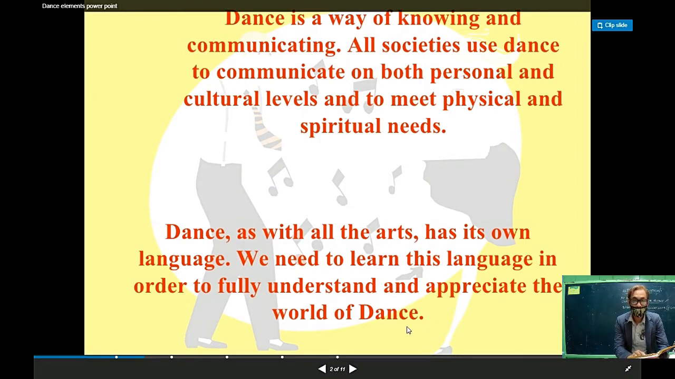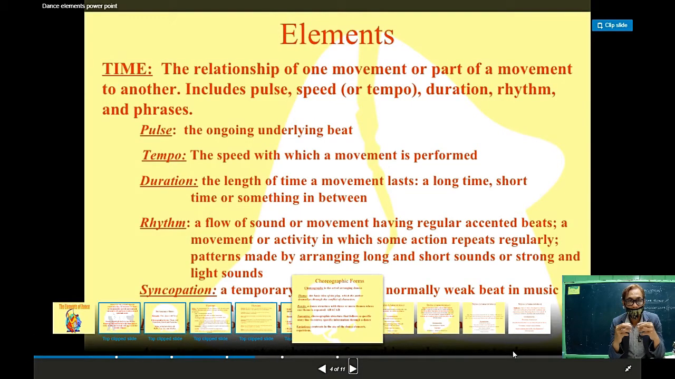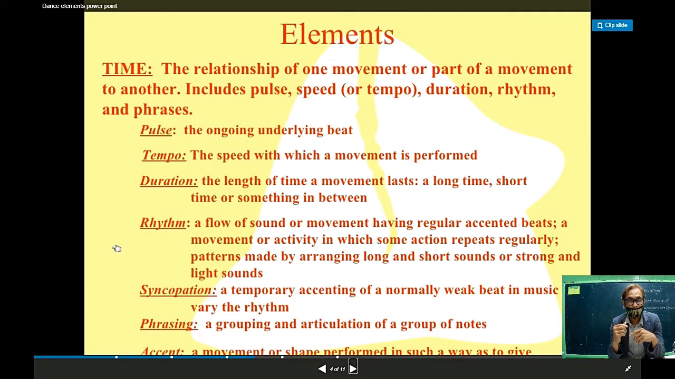Well, dance is a very ancient form of art. During the old days, people already danced. It is used in rituals and even in religious rites. The language of dance has elements. The elements of dance are time, space, and force. Choreographic forms: theme and variation, rondo, and narrative. Now let's talk about the elements of dance.